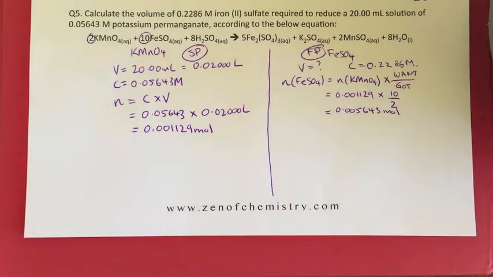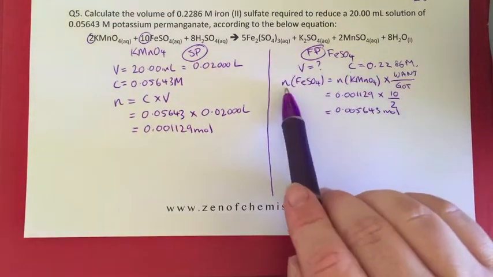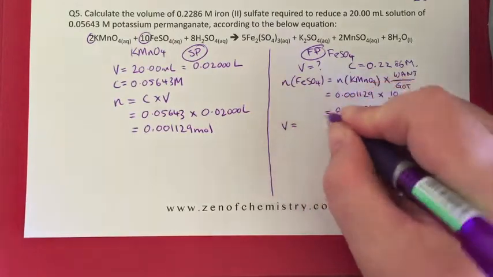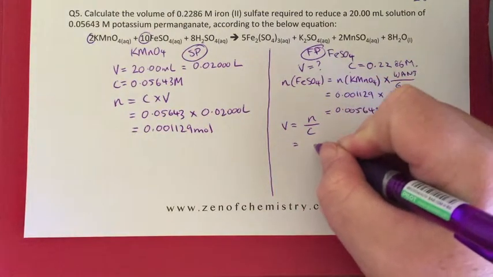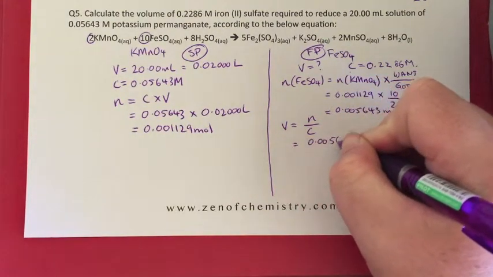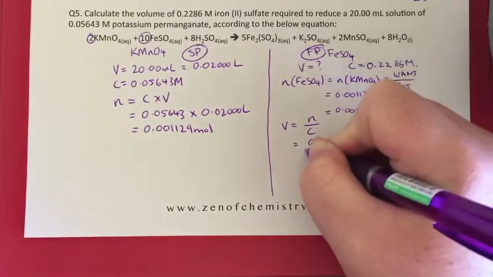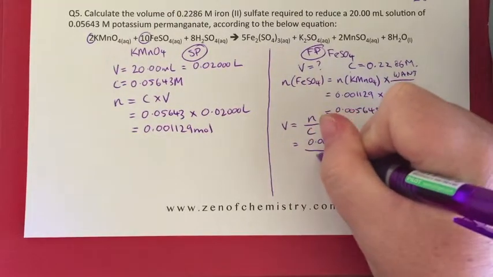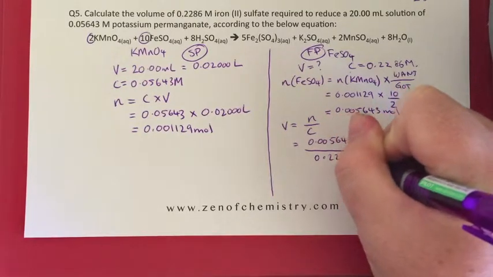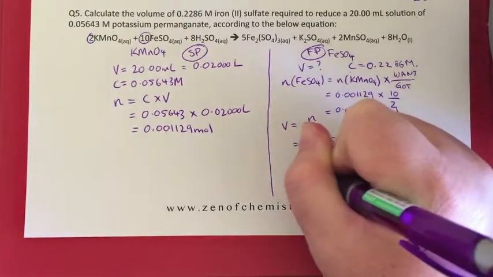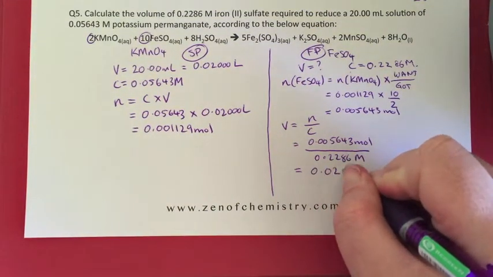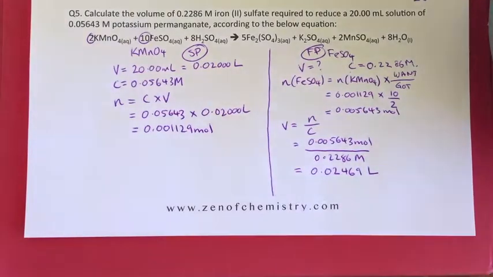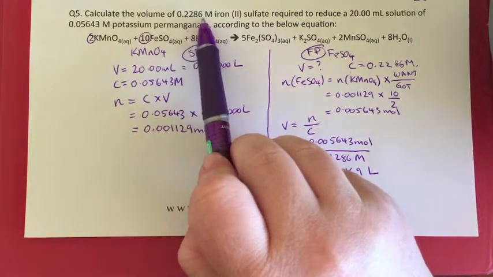Okay, we want to find the volume. We've got concentration and number of moles, so volume equals N divided by C. N is 0.00563 mole divided by our concentration, 0.2286 molar. And if you throw that in the calculator, we get 0.02469 litres.